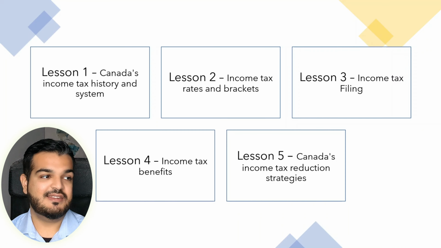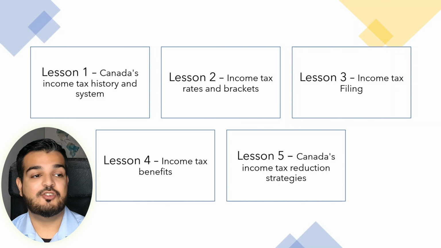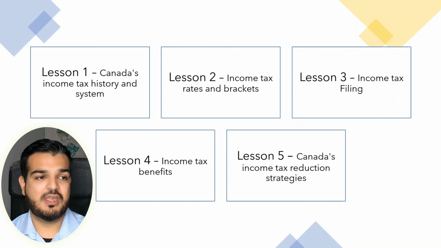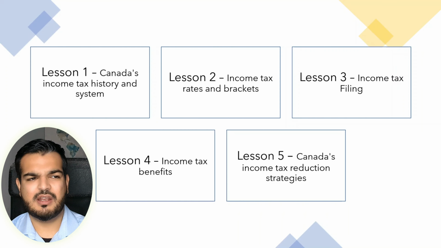The first is Canada's income tax history and system. How did we even get here in the first place? The second, we're going to talk about income tax rates and brackets. Meaning if you make $100,000, if you make $50,000, if you live in Alberta, Ontario, how does that impact how much taxes you end up paying?